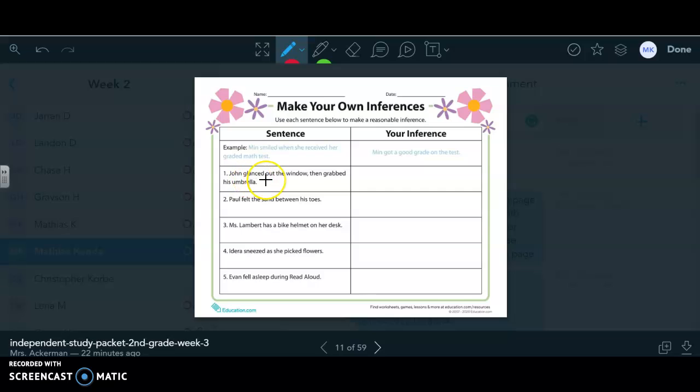So then the number 1. John glanced out the window and he grabbed his umbrella. What do you think that means that he saw when he looked out the window? If he was going to go grab his umbrella, what do you think that means? Okay? Paul felt sand between his toes. What do you think that means? When or where are you going to feel sand between your toes? That's what making an inference is doing, okay?